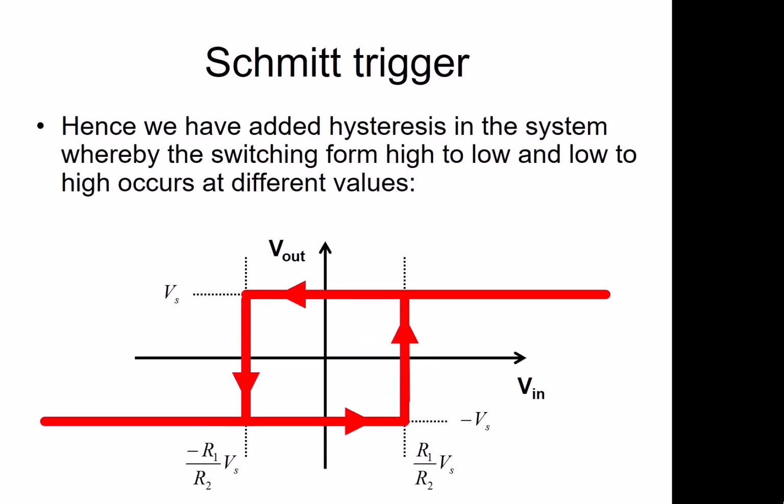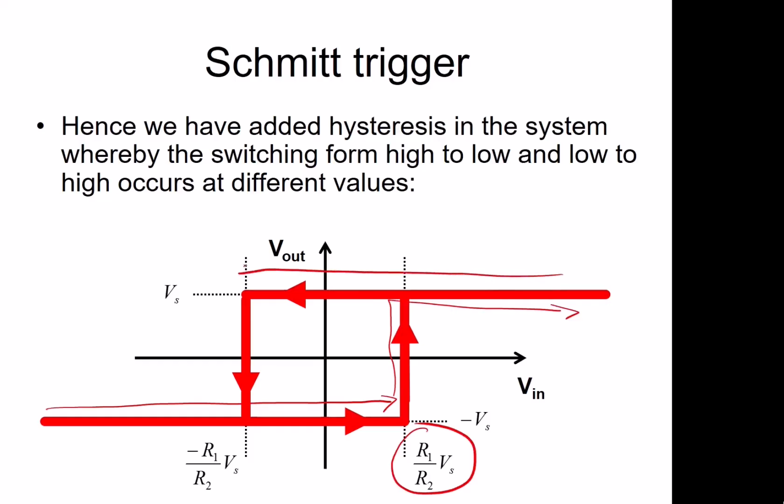So if we plot this out, what we find is we have hysteresis in our circuit. If our input voltage is increasing, then the output only switches when the input has reached this value. However, if the input is decreasing, then the output switches back at a different value.